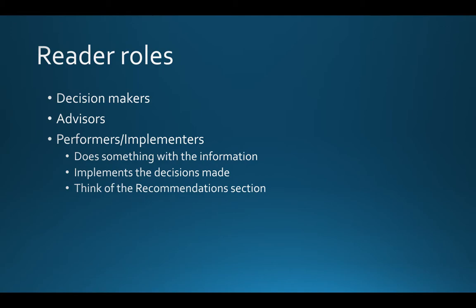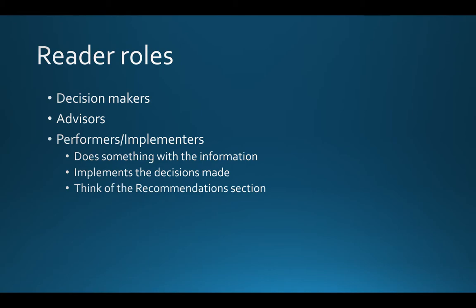Okay, so if we're talking about a report versus a set of instructions, think about the recommendations section. Think about what might be done with that information. Let's say you're recommending a course of action. A decision maker gives the report to the advisor, who says, yes, this is the best course of action. The decision maker then makes a decision to pursue that course of action, and then it's given to a performer or implementer to actually implement the course of action that's being recommended. So in other words, it goes through all three roles, and they all have a very different set of needs and purposes and wants.